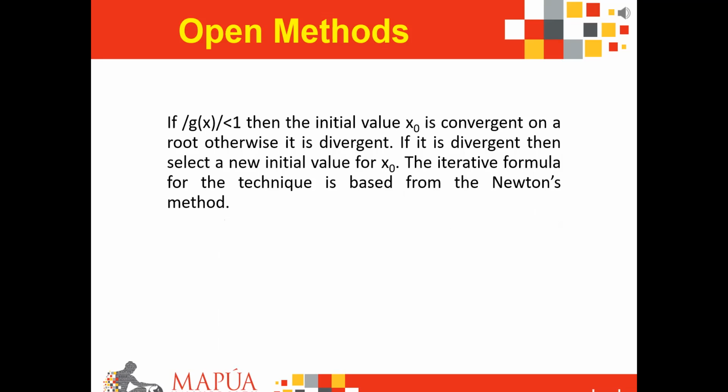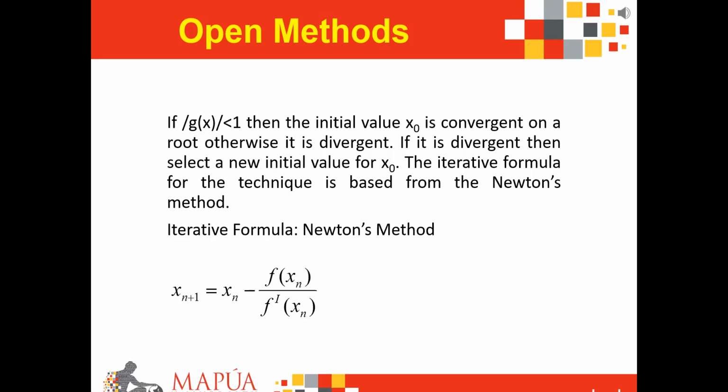If it is divergent, then you simply select a new initial value for x0 and then repeat the test. The iterative formula for your technique, the Newton-Raphson method, is similarly based on your Newton's method. Hence, the iterative formula then eventually is like this.